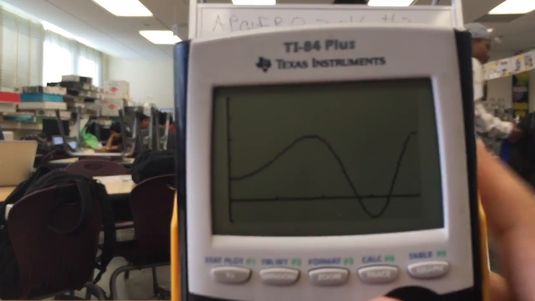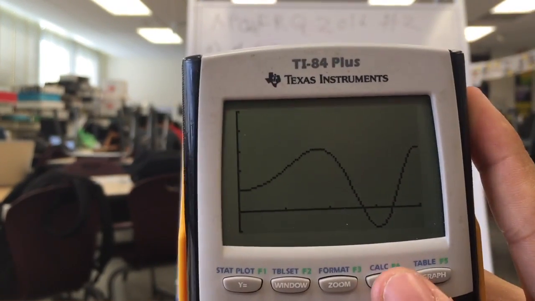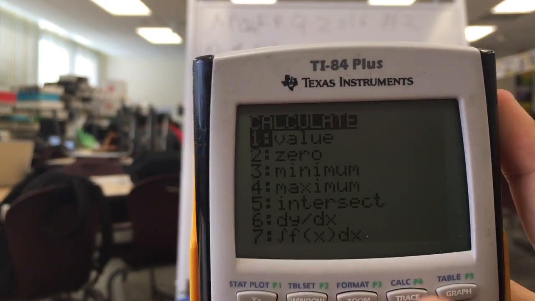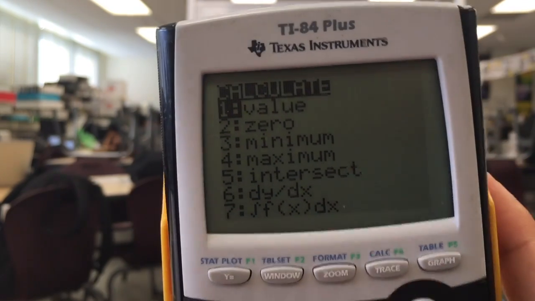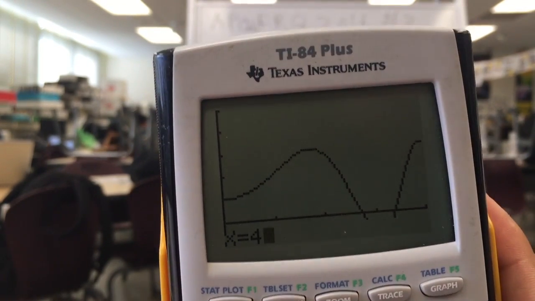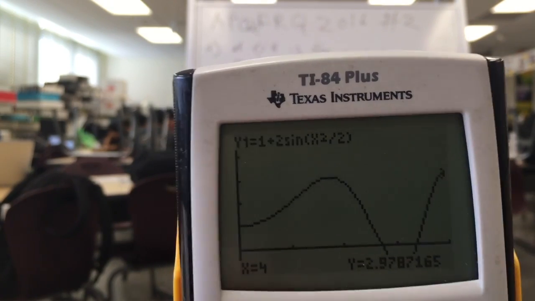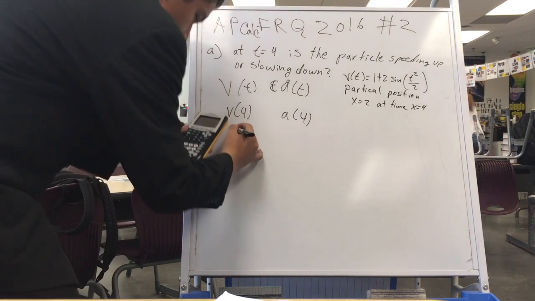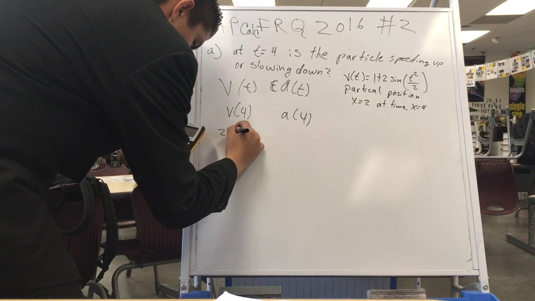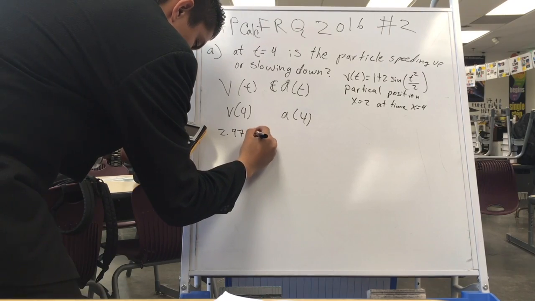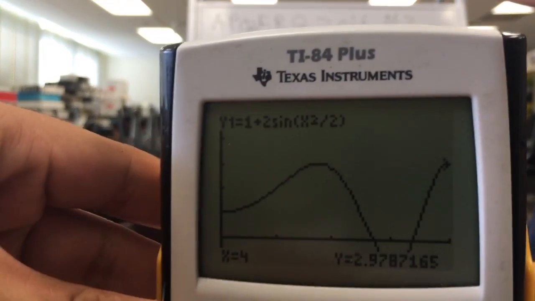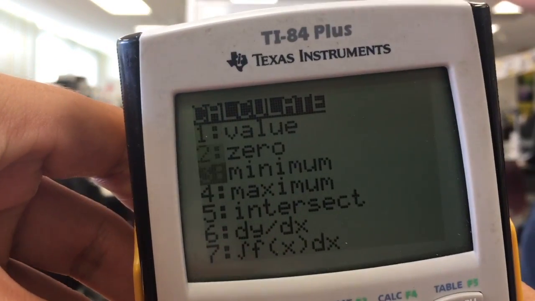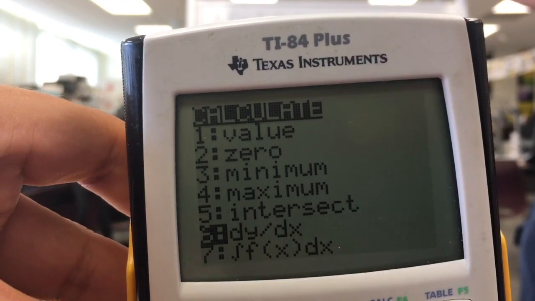I'm going to find v(4) first, because that's the graph I have right now. So you're going to do second trace, then value, press enter, then press 4 and enter again, and you're going to get 2.9. You don't really care about the other number, because all they're asking is whether the particle is speeding up or slowing down, so you don't need to write down the whole number. And as you could tell, it's a positive number.